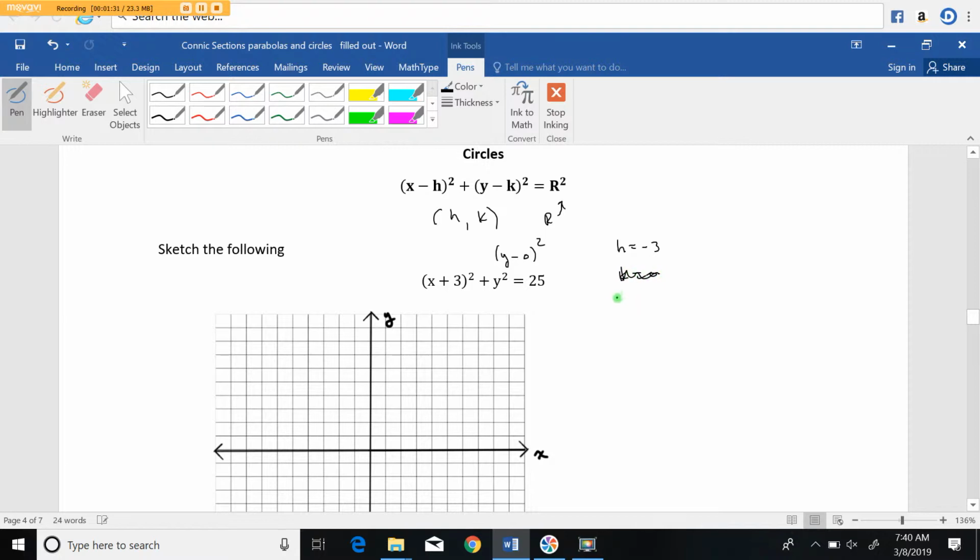Boy, this does not write as well as I would like. k would have to be 0. Then we compare r squared to 25, so with this circle r has to be 5.